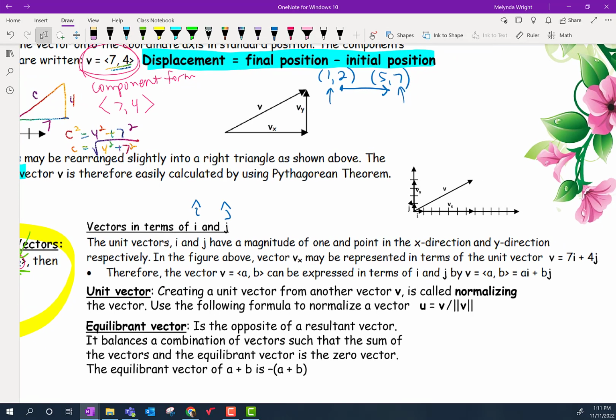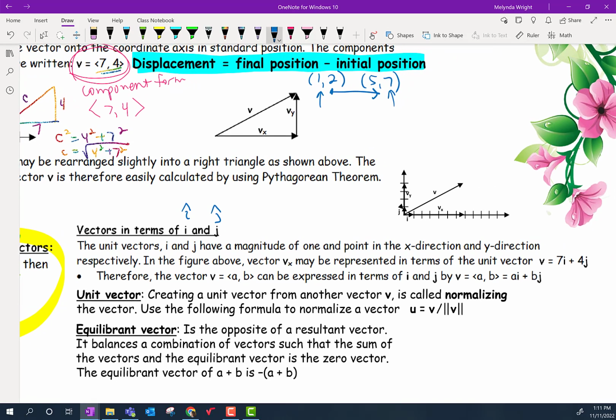So what is i and j? Here's the picture right down here of i and j. i and j are unit vectors. And a unit vector, do we remember the specific criteria to be a unit vector? A length of 1, yeah. The unit vector has a length of 1.